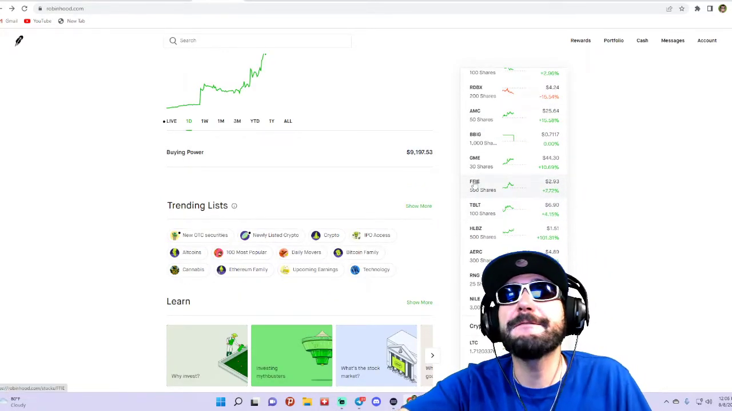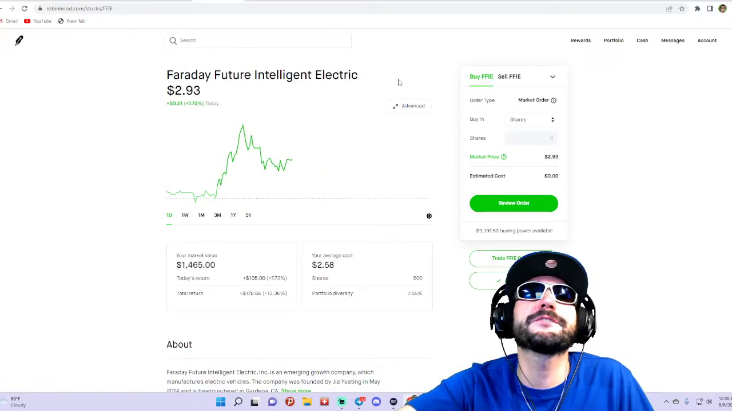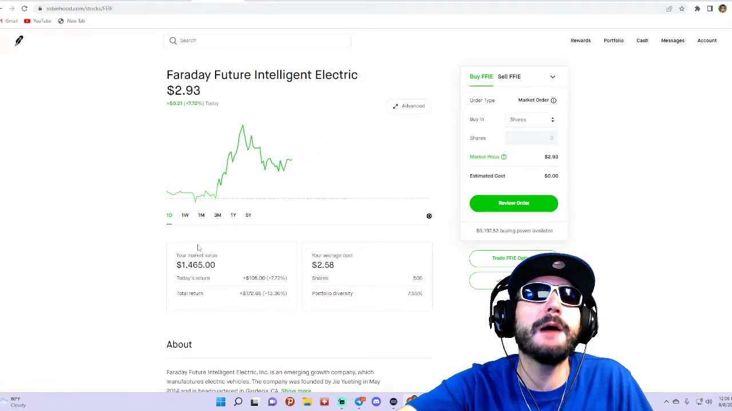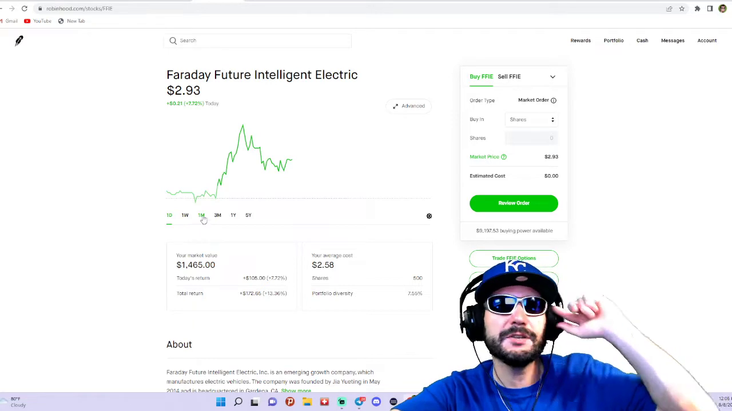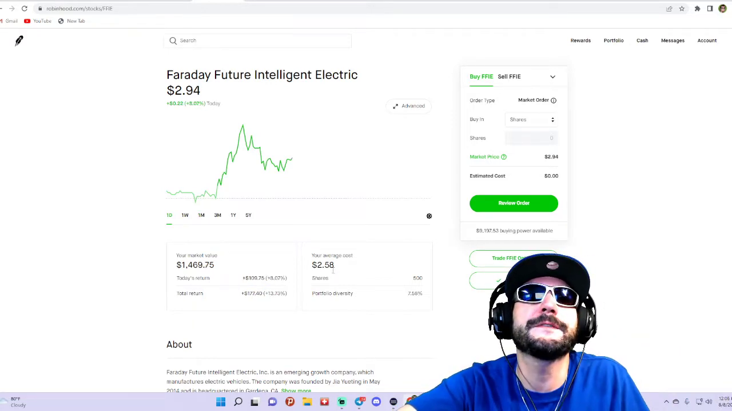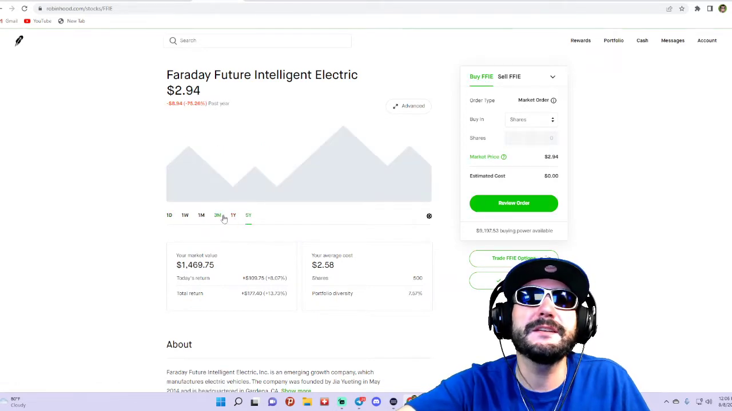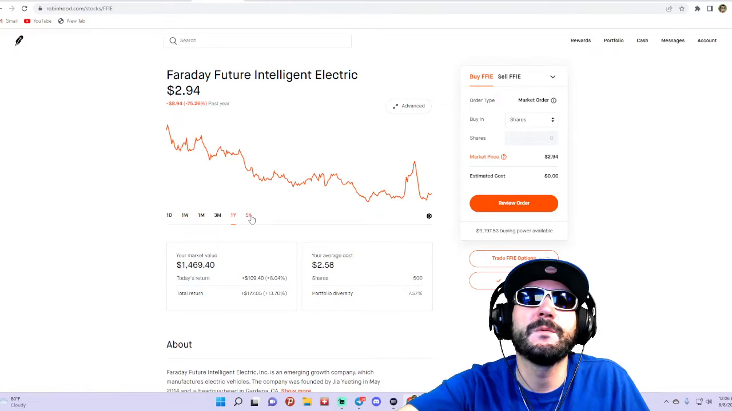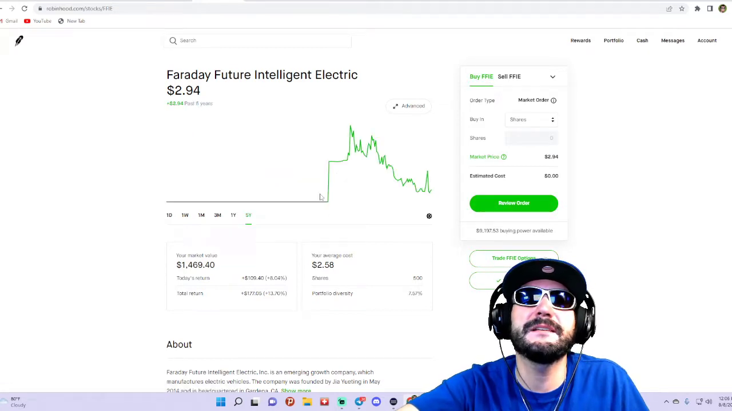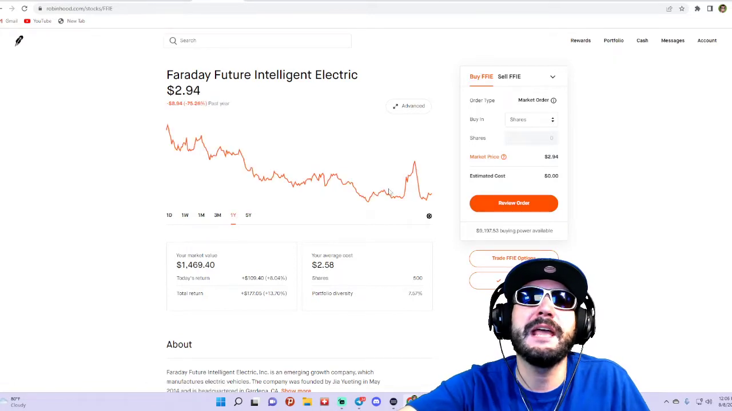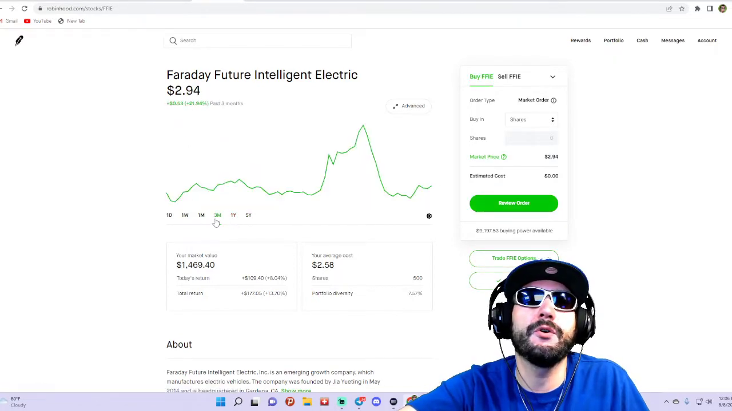And I also got FFIE. Look at this, Faraday Future Intelligence. Actually, I'm probably going to be getting out of this one. I was hoping it would run higher. I got in at 258 on Friday, 500 shares. And maybe I shouldn't. Actually, I don't know. We'll wait and see. It's just the chart looks really crappy right now. I would hate to hold and it go much lower.